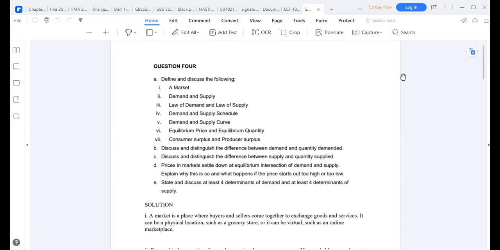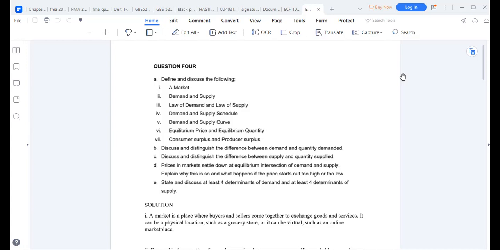So what is a market? Economics has a composition of both the theory and the calculation part. And so you need to understand the concepts. And this is simply a glossary of the terms that we're going to be using in this whole syllabus.